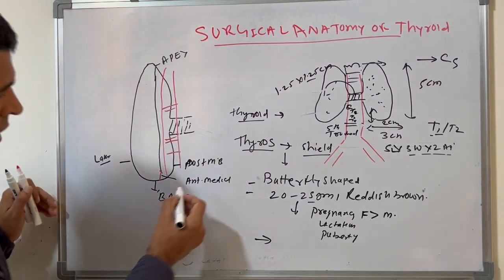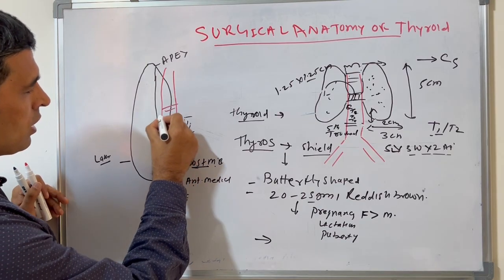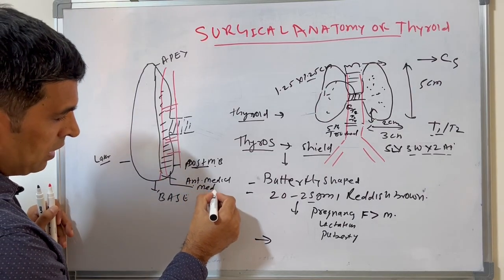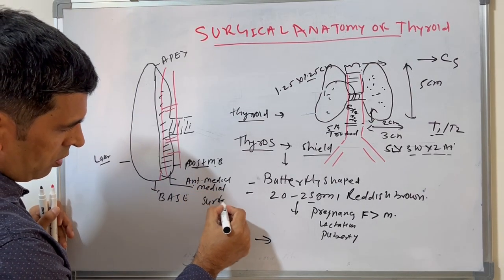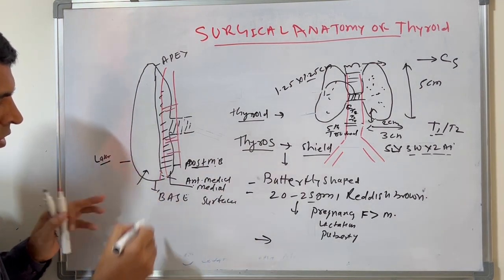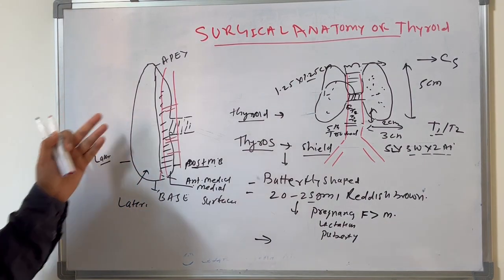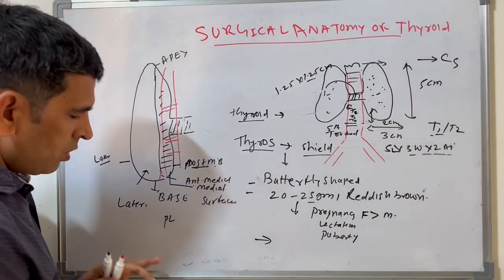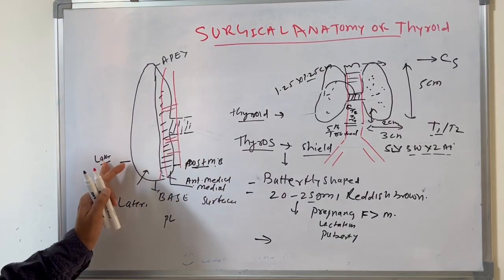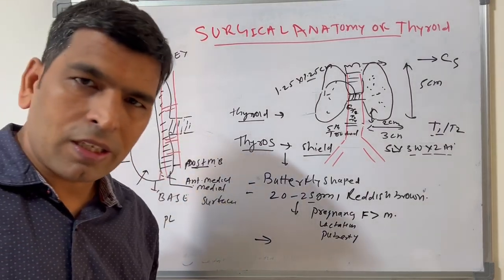In between the anteromedial and posteromedial border, the part which is attached to the trachea or esophagus is called the medial surface. Anteriorly is the anterolateral surface, or lateral surface, and behind is the posterolateral surface. So three borders and three surfaces: medial, anterolateral, and posterolateral.